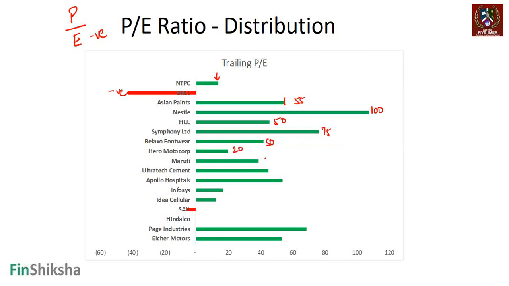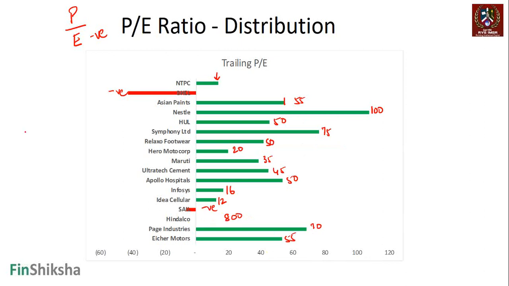Hero MotoCorp is 20, Maruti is about 35, Ultratech is about 45, Apollo Hospitals 50, Infosys we just calculated is around 16, 17. Idea Cellular is lesser, that's about 12. SAIL is negative. Hindalco we don't see here because that was an abnormally high number, around 800. Page Industries 70, Eicher Motors 55.